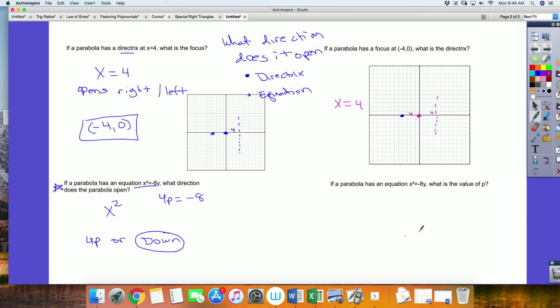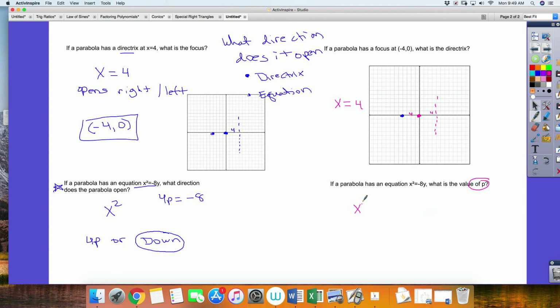Now let's look at one last equation. If a parabola has an equation x squared equals -8y, find the value of p. And remember, p is our focal length. How far is it from the center to our focus and the center to our directrix?